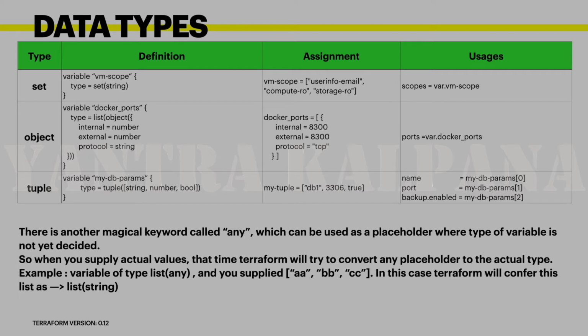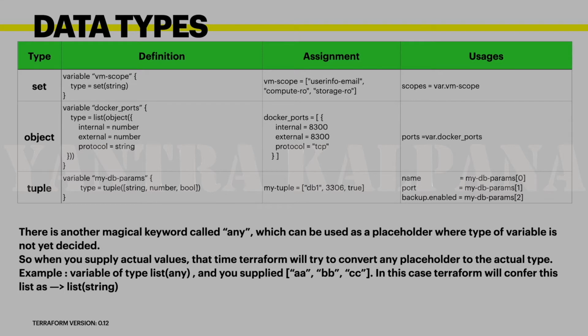Next is tuple. Tuple also looks very much like a list, but the difference is that it can have different types of data inside it, like it may have string, integer, boolean, and all types of data. So there is another keyword called any.